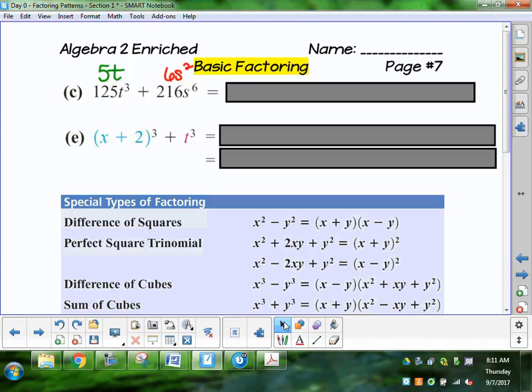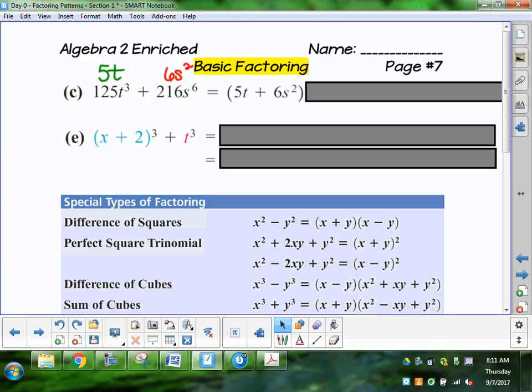So if we do this, my binomial, will you tell me, what's the binomial going to look like? Sounds like we got it. Go ahead. What's the binomial going to look like? 5t plus 6s squared. You can tell me now what the trinomial is going to look like.